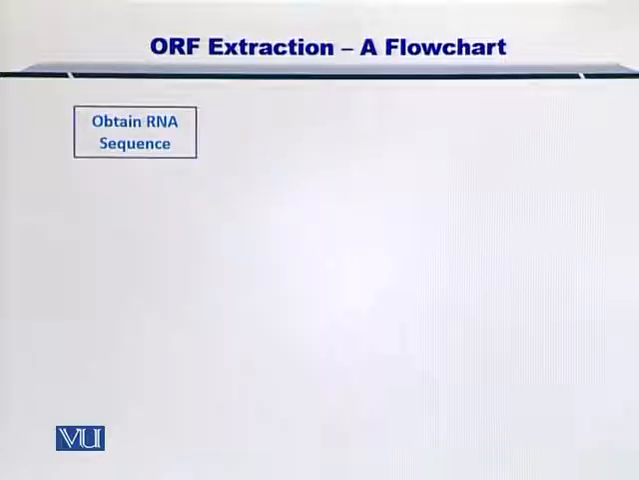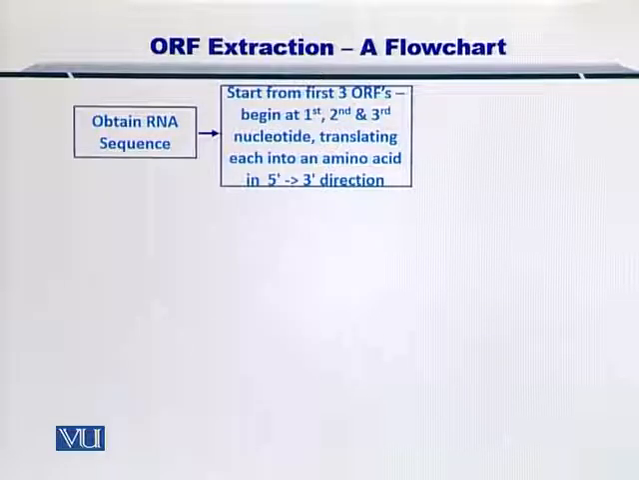So first you start with obtaining the RNA sequence. In case you do not have the RNA sequence, instead you have the DNA sequence, then you can simply replace the T with U's, and therefore you will arrive at the RNA sequence yourself. So after that, you start from the list of 3 ORFs beginning at first, second, and third nucleotide. So as you know, for the 5' to the 3' end, there are 3 possibilities for the ORF.